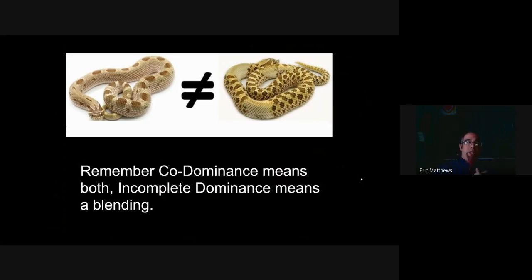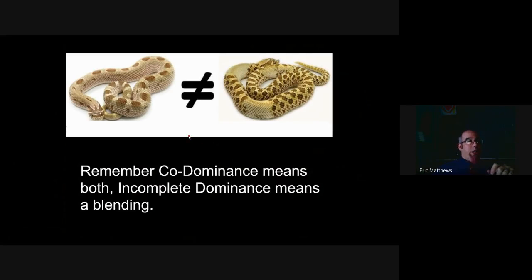In order to tell the difference, what you want to do is look to see, is there a difference in pattern? Codominance is cooperative. If you play a game cooperative with somebody, you are working with them. There's two of you, maybe more, and all of you are doing something. So when we look at these two snakes, one of them is incomplete dominance, the other one is showing codominance.